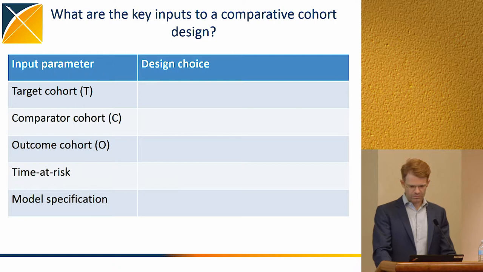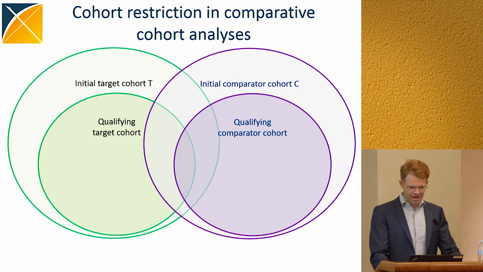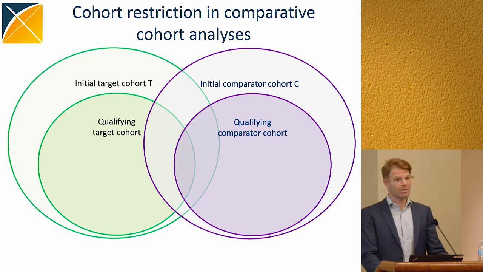So to your question or to your comment a second ago, you can think of this as intersecting Venn diagrams like so. There's your T and there's your C. There's some overlap between them. Some people are in both. Do you want to include them in your analysis or do you want to get rid of them?